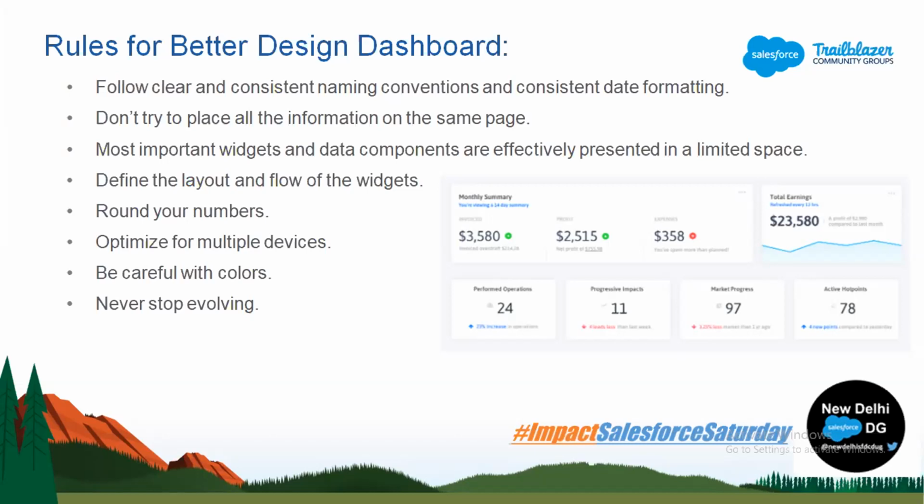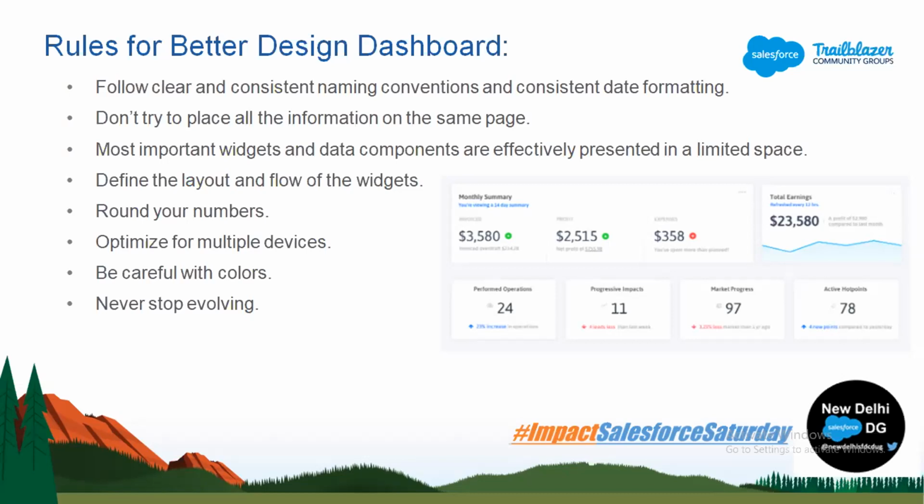The next point is don't try to place all the information on the same page. What does it mean? Don't show all the KPIs on one page. We have a navigation concept, or in normal terms a pagination concept, in Einstein. I'll show you. We can segregate our KPIs, which will give a more interactive experience to the user, and they will understand and analyze the information also. If you show all 10, 20 KPIs in just one dashboard, it would be hard to read from a user perspective. So don't try to place all the information on the same page.